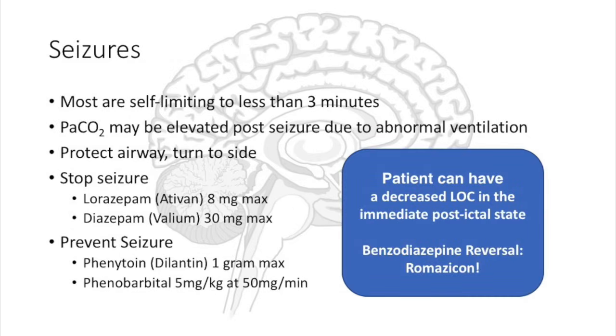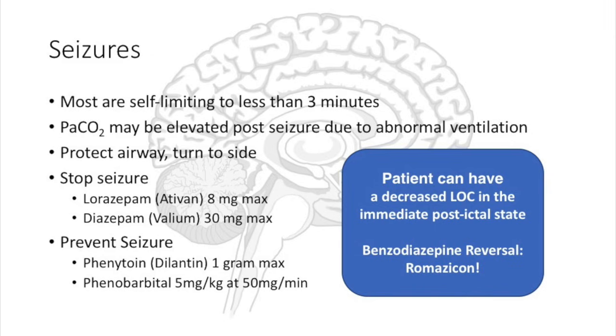Seizures. These are actually most commonly self-limiting to 3 minutes or less. However, you want to be able to monitor the patient after the seizure, for the post-ictal period. The PaCO2 is probably going to be elevated due to abnormal ventilation. So you want to be able to protect the airway if the patient's seizing. You want to turn them on their side. And you want to stop the seizure using Ativan or diazepam, 8 milligrams max for this test, and diazepam 30 milligrams max for the CCRN test.